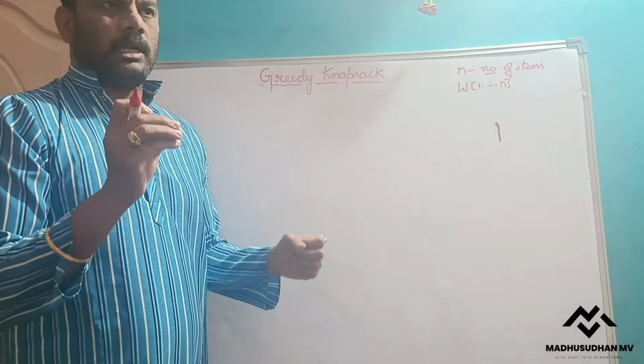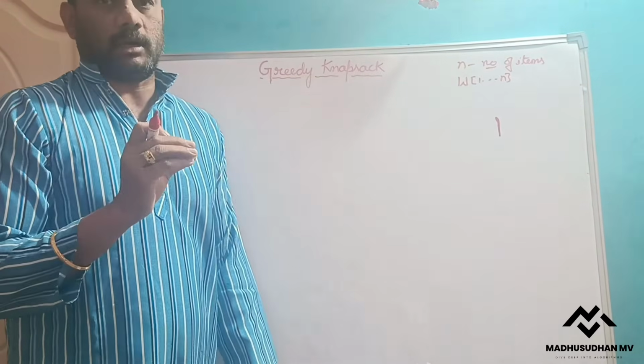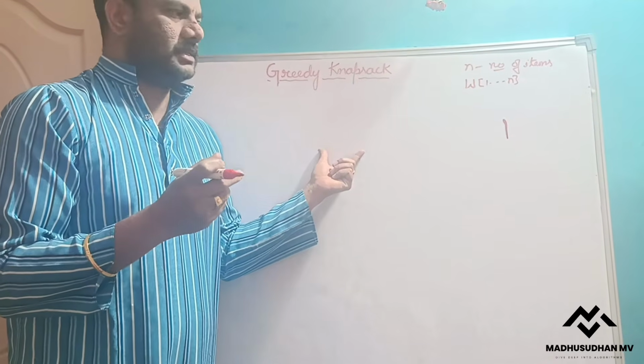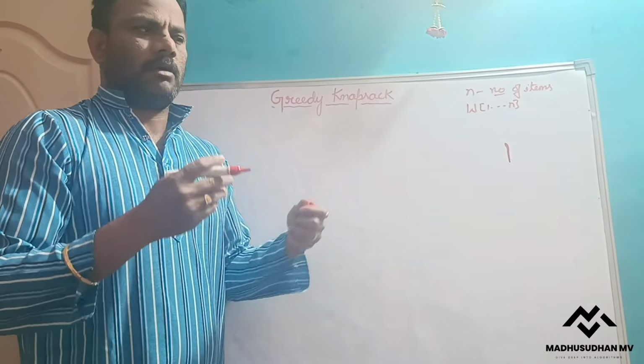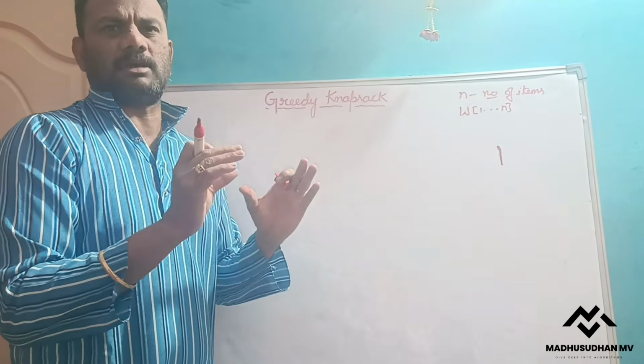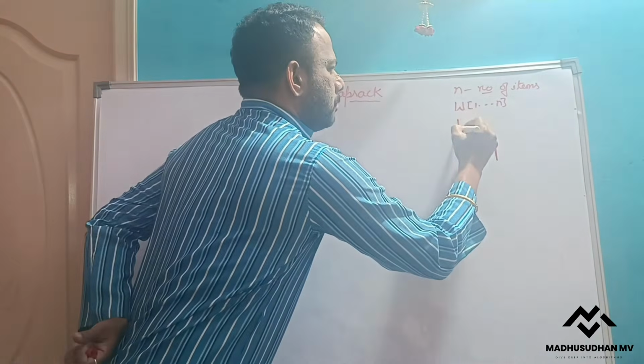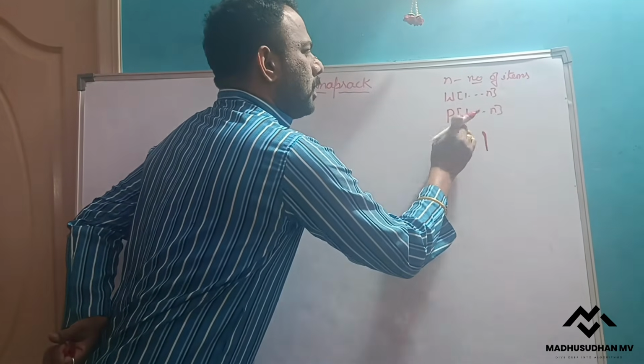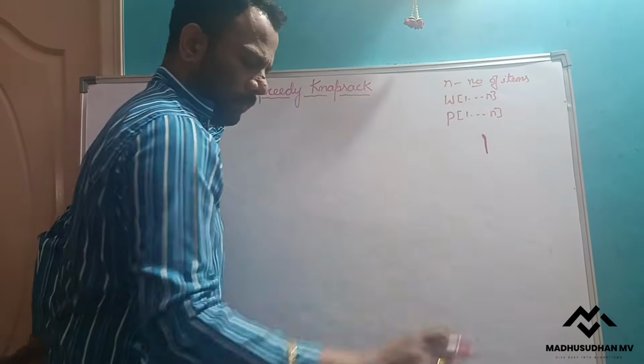Similarly, every item has some profit. This board has some value or price, this marker has some price, clothes have some price. Every item has some price. So I will say the profit of each item, 1 to n, that means the profit of items 1 to n. This is the profit.